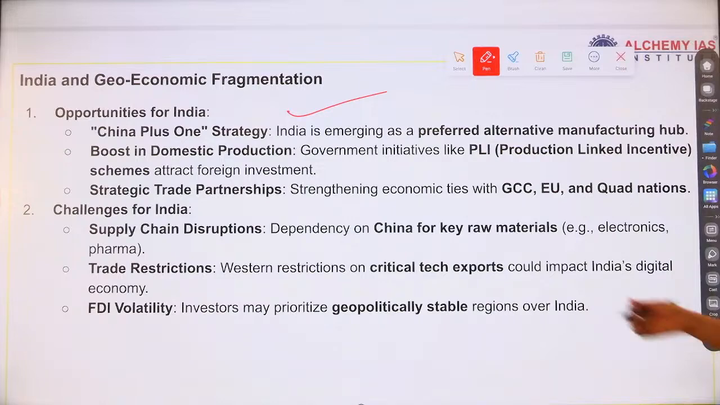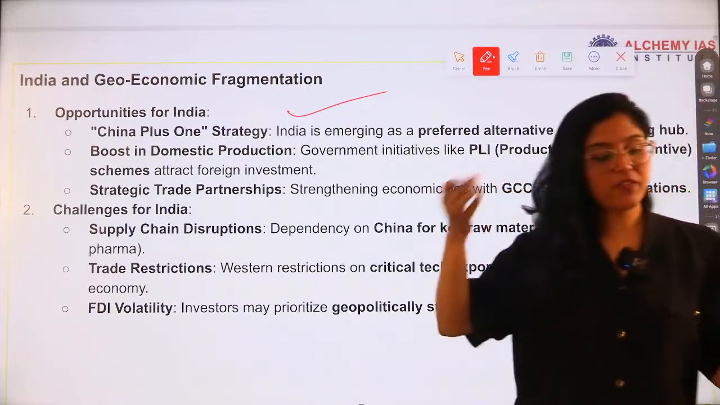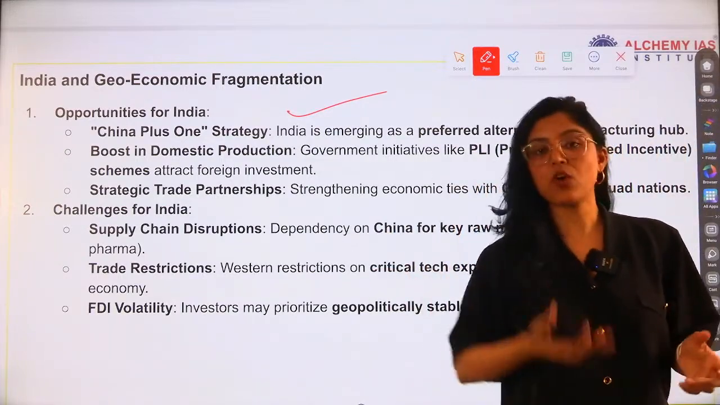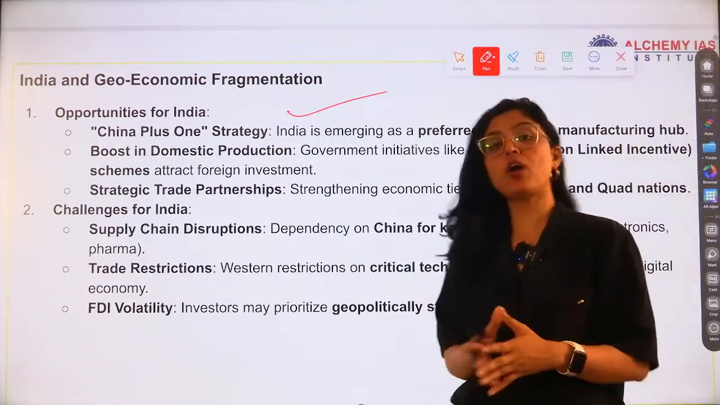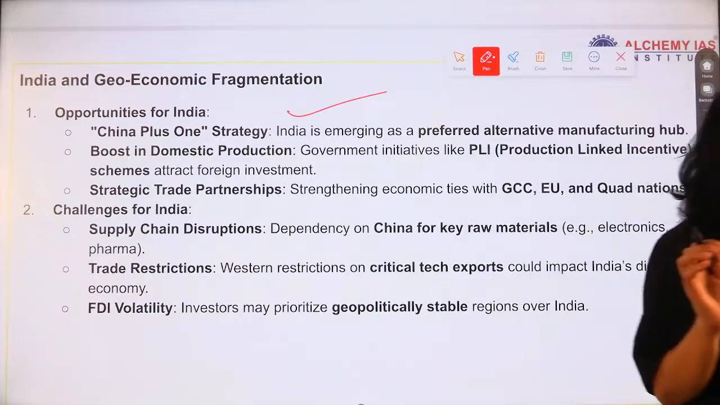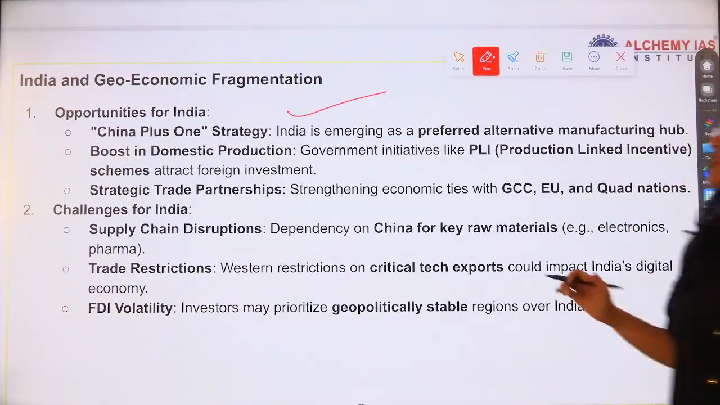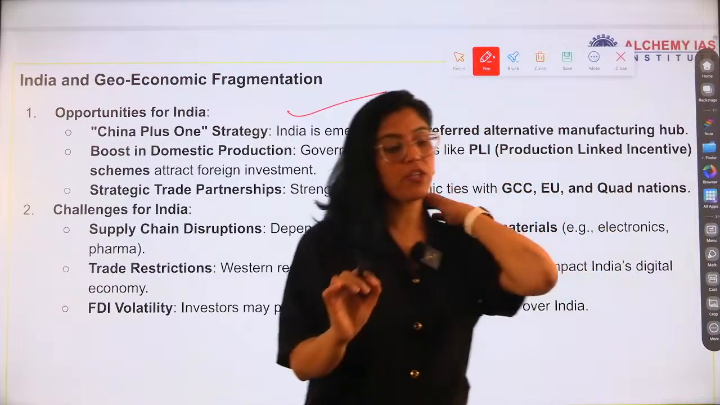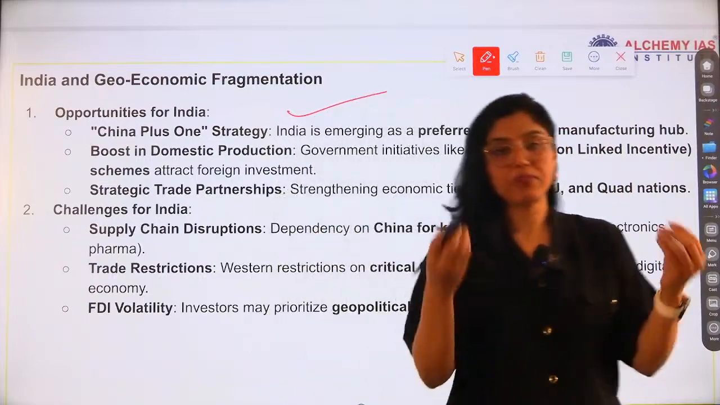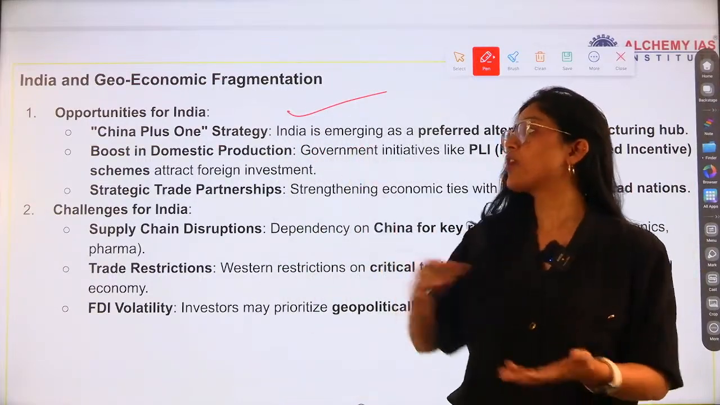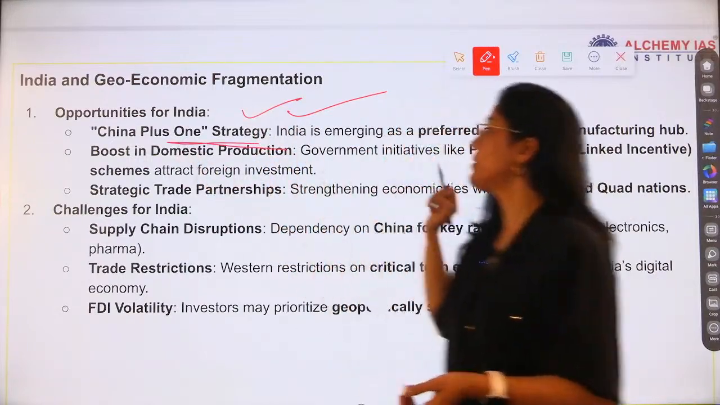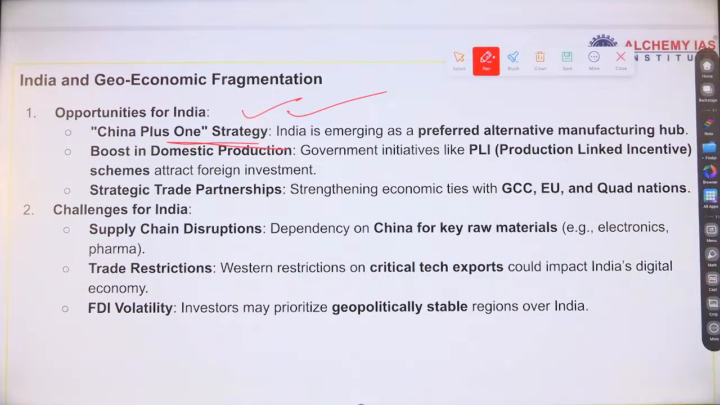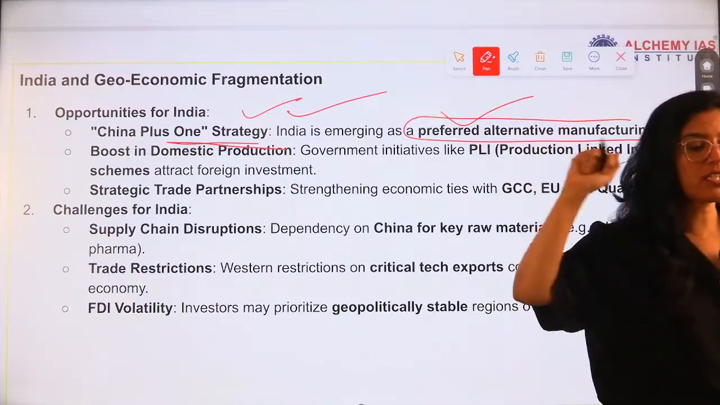Okay, let's move. So we have dealt with the definition, the features, the causes of geo-economic fragmentation, and the economic impact also. What will be the economic impact of geo-economic fragmentation? Now India comes into the picture. So what opportunities lie before India? India and geo-economic fragmentation. Opportunities for India are the China plus one strategy. India is emerging as a preferred alternative manufacturing hub. So India could use this opportunity.